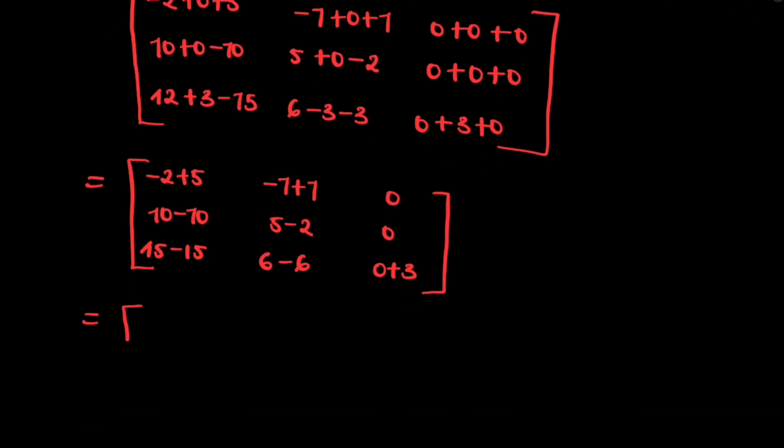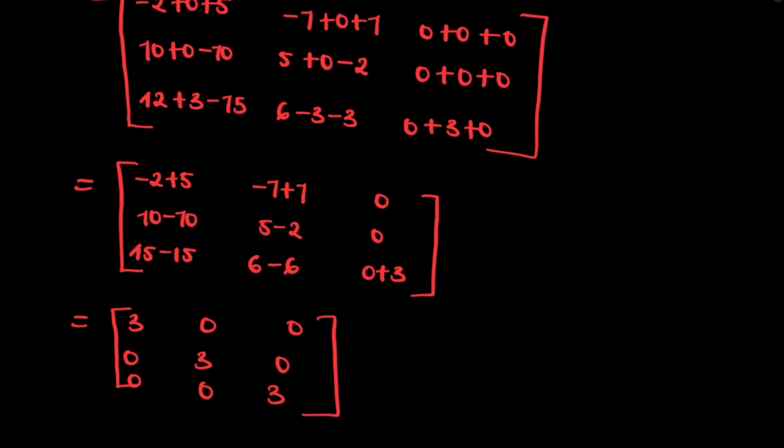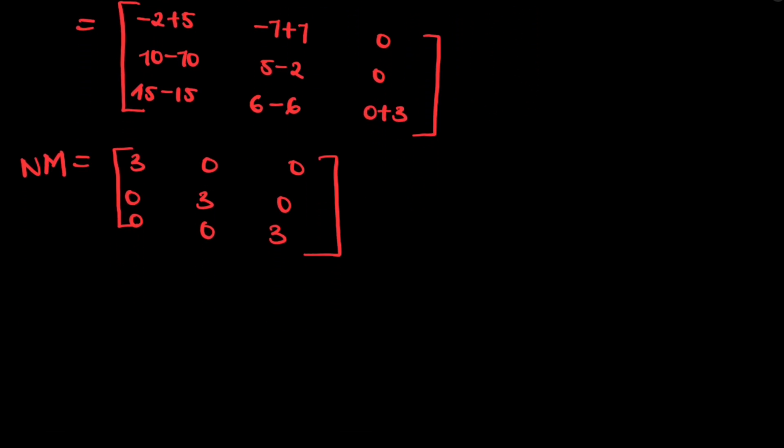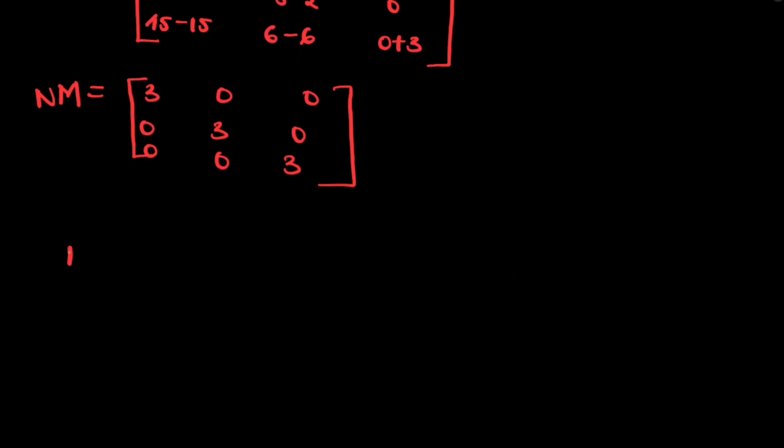So we have 3 here, we have 0, 0, 0, 3, 0, 0, 0, and 3. And this is the same thing as our... Okay, so hence we should find M inverse. So let me write the matrix M. So that is the first part. We have found that, so now let's find M inverse.